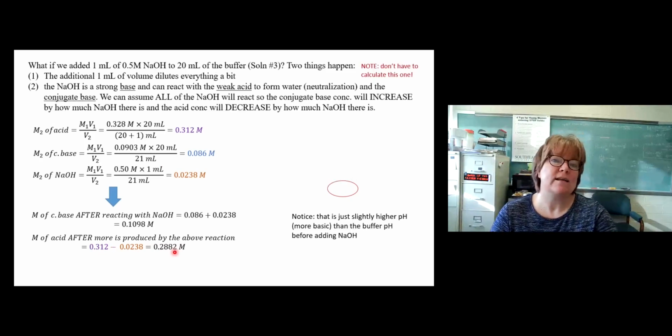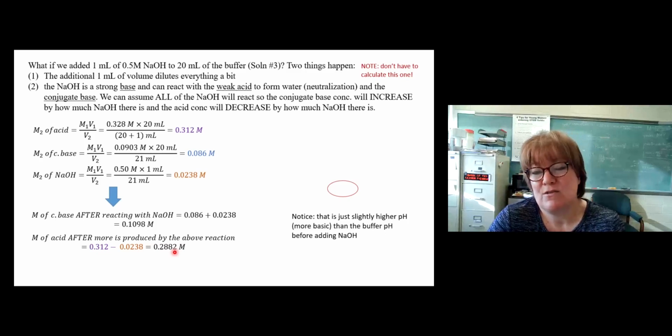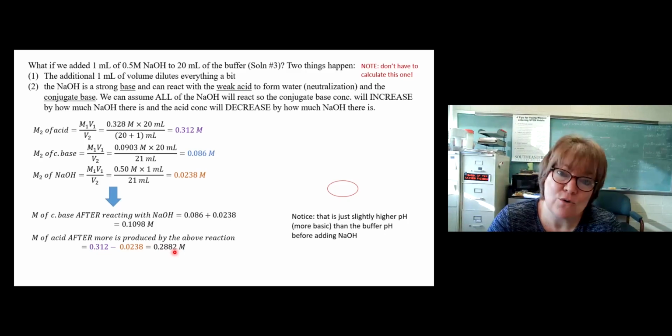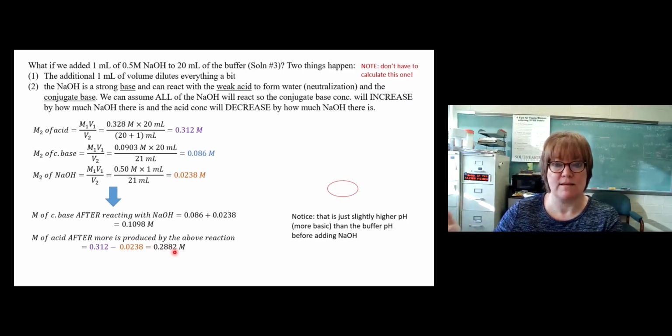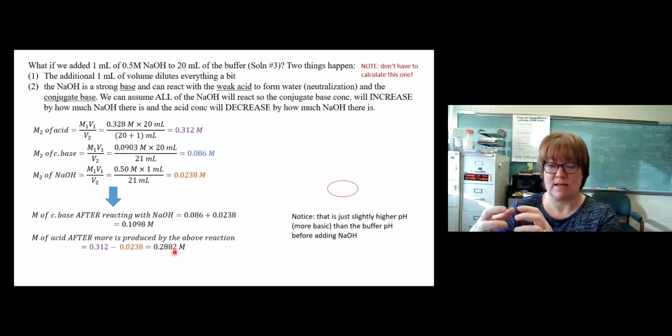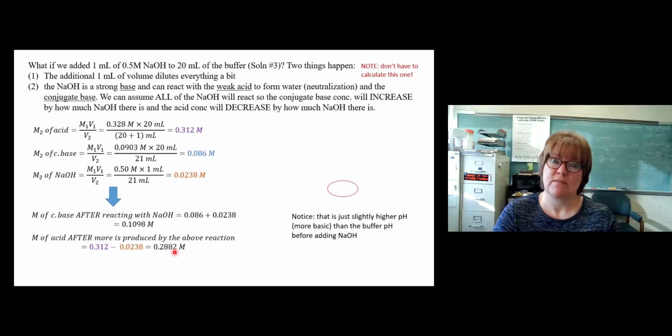Okay, what if we added a milliliter of sodium hydroxide? Note that we don't need to do this for the lab, but it's kind of the reverse thing with an extra little trick. I'm going to show it to you because you may need to do this in class. So similarly, two things happen. One, the additional milliliter of volume dilutes everything a bit. Two, the added hydroxide ion, remember it's a strong base, it's basically dissociating and making hydroxide ion, that can act with the weak acid in the reverse reaction of the conjugate base.